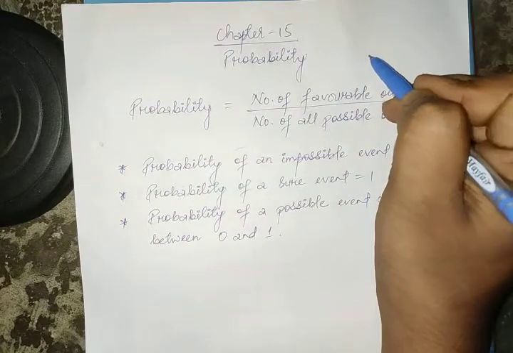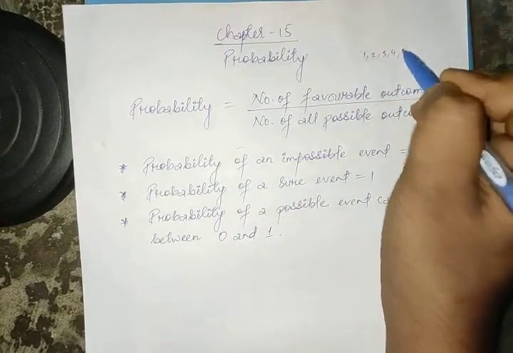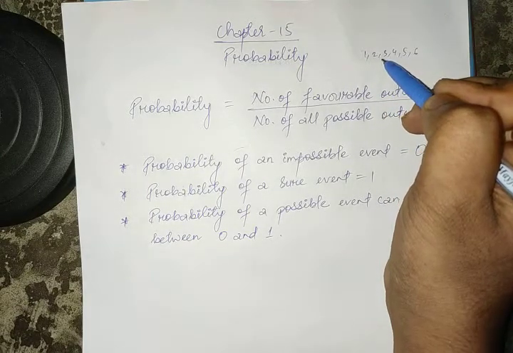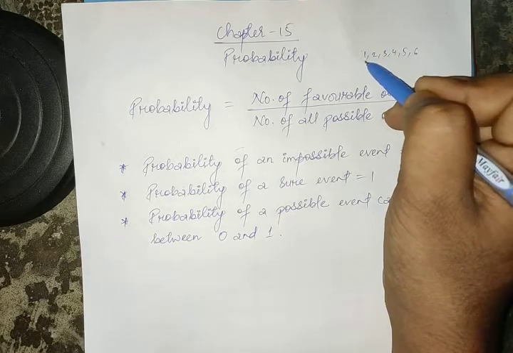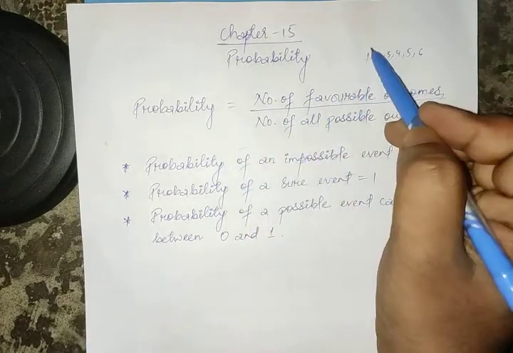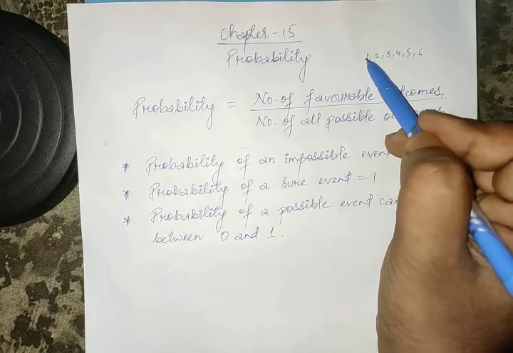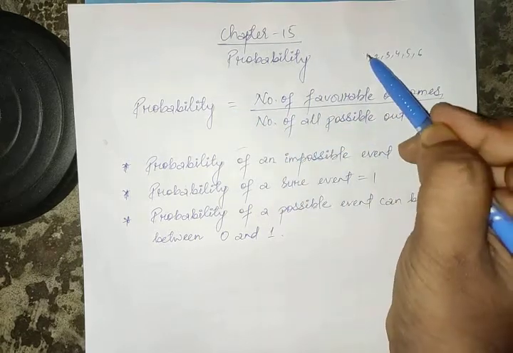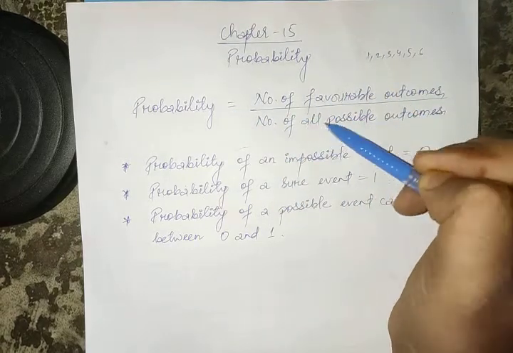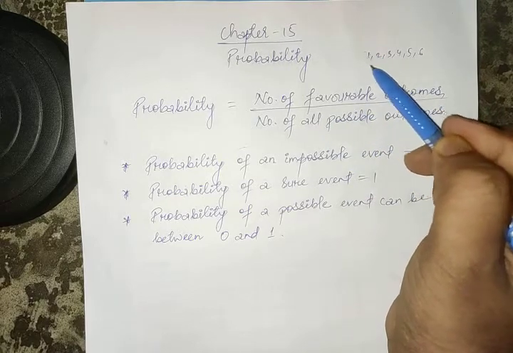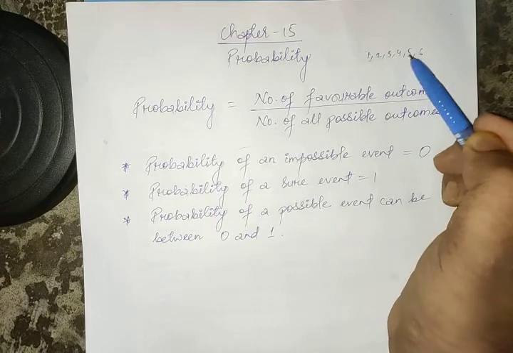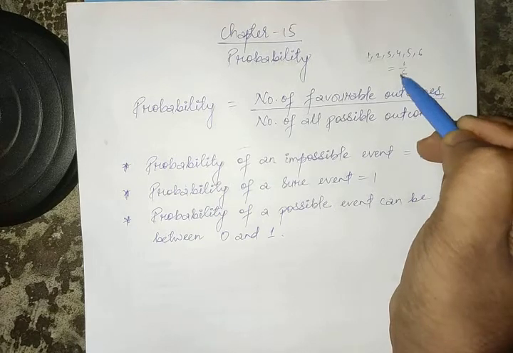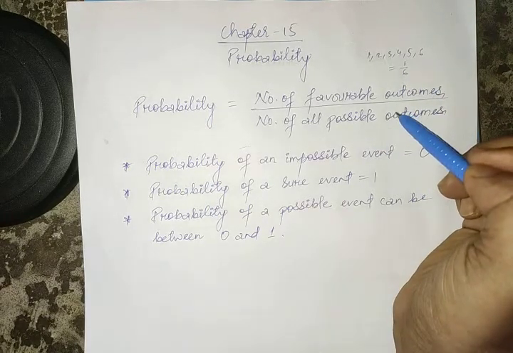So you have these numbers on the dice, right? Like 1 2 3 4 5 6. When you throw a dice, one of the numbers will come up, right? Now if you want to find the probability of this number 1, it occurs only once out of these numbers, so the probability will be number of favorable outcomes, that 1 will be your favorable outcomes, okay? And number of all possible outcomes will be the total number, that is 1 2 3 4 5 6. So your probability will be 1 by 6, okay? Number of favorable outcomes by total number of outcomes, or number of all possible outcomes.